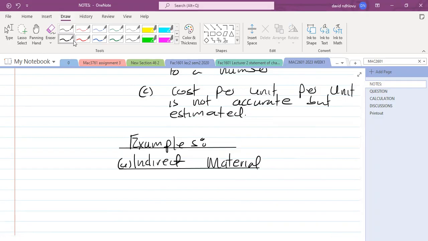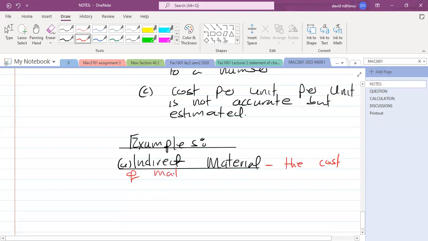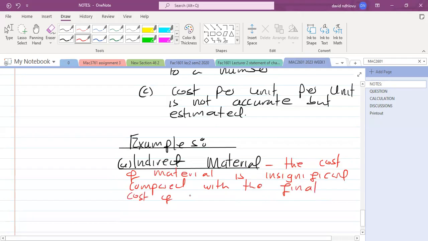However, if the cost of material is insignificant compared with the final value or the final cost of the total product, then the cost is indirect.